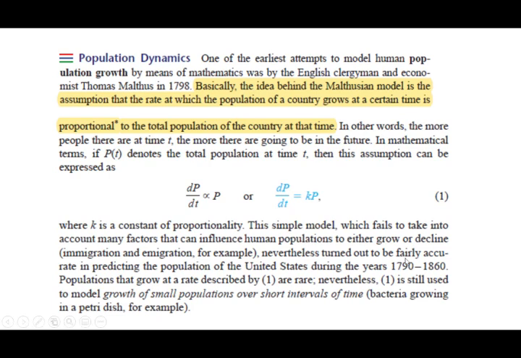However, that was the model they used from 1790 to 1860, and it is still used to model growth of small populations over short intervals of time. Bacteria growing, for example. So this is still a model that people use over a small time. That's something we're learning right now: you might have a model, and this model is valid just for small periods of time. For example, population growth for a small period of time.